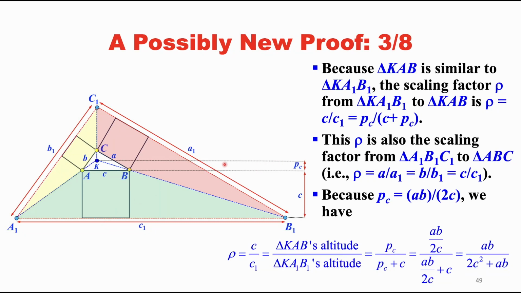Now, rho is also the scaling factor going from A1, B1, C1 to ABC, which means rho is equal to A over A1, B over B1, C over C1. Because we have already calculated PC, rho is C over C1, which is the altitude of triangle KAB over the altitude of triangle KA1B1. So we have PC over PC plus C, and then some simplification, we have this.